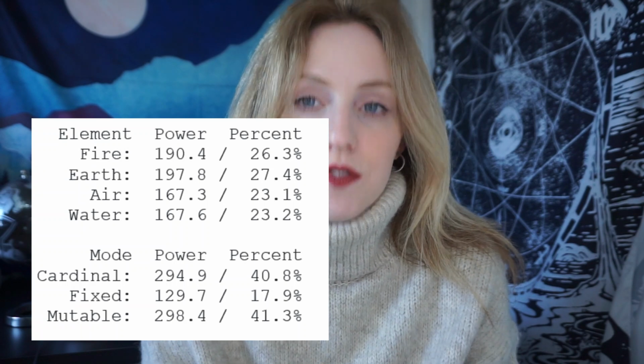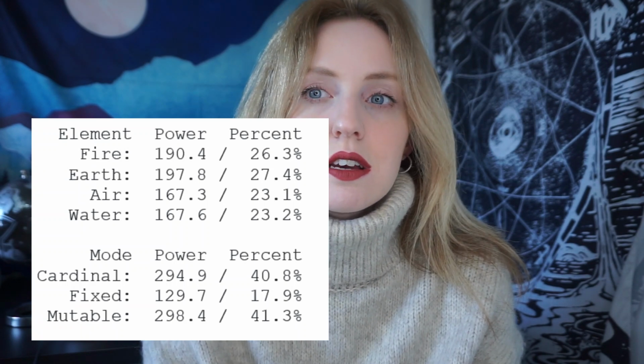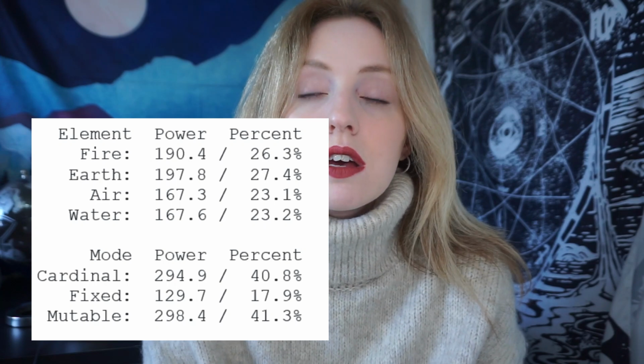Similar thing when it comes to the modalities, okay? And in the case of this chart, fixed is a fair bit lower than cardinal and mutable, as you can see. So I might be a creative go-getter, and I may have all of these ideas that I want to pursue, but perhaps I have a hard time following things through until completion. But again, it's about looking at the chart to understand why this is.